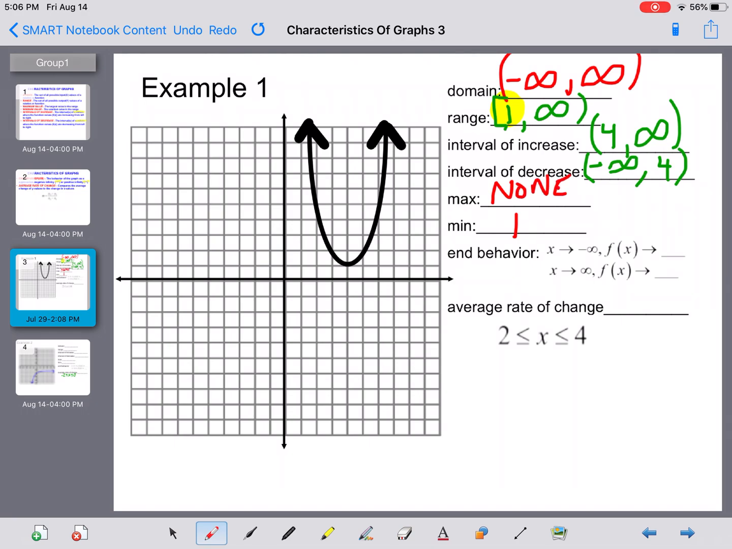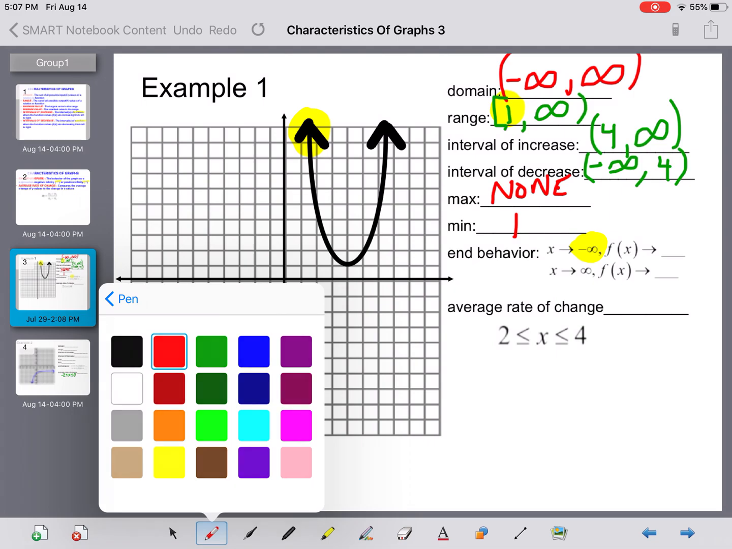For your end behavior, you're looking at as we go to negative infinity on the x, which means this left arrow right here, we are either going up, down, or to a number. And so since we're going up, we're going to put that we're going up to positive infinity in this case.